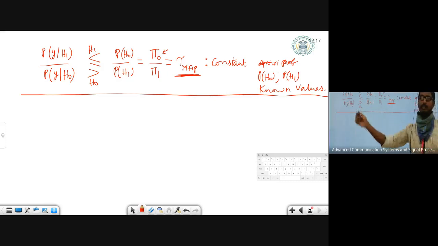If 0 is transmitted, we will take one sample per symbol, and we will try to compare it with some threshold. What is the threshold? All those things we will try to see. So let us try to take an example now.